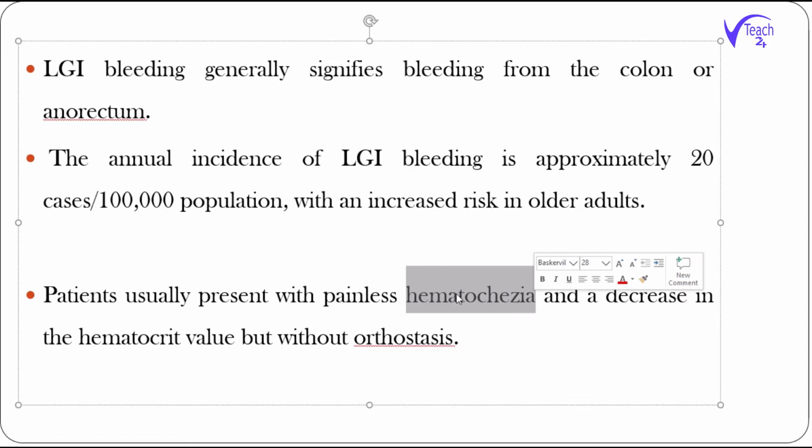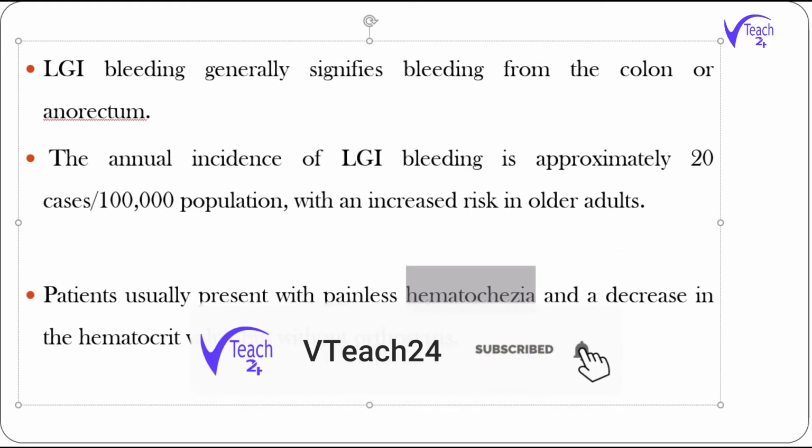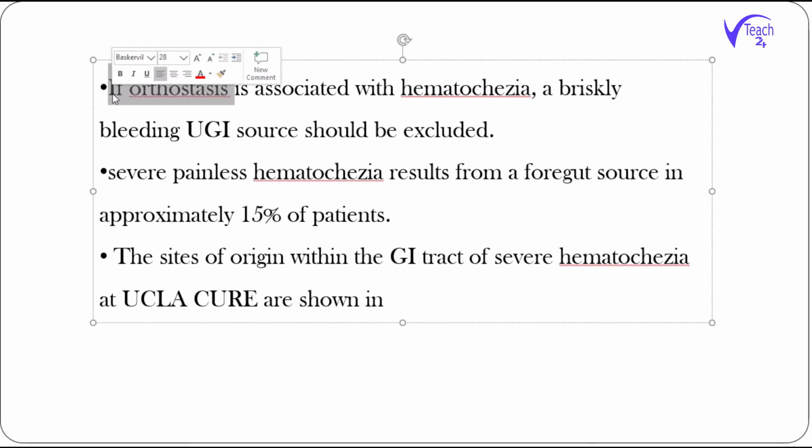lower GI bleeding, and you can see the difference between the two, the upper GI bleed and the lower GI bleed. If the hematochezia is secondary to upper GI bleeding, that patient will present with orthostatic hypotension or orthostasis. If orthostasis is associated with hematochezia, it suggests a brisk upper GI bleed, so upper GI bleeding should be excluded if there is orthostatic hypotension.